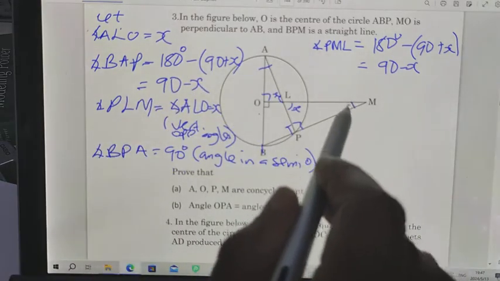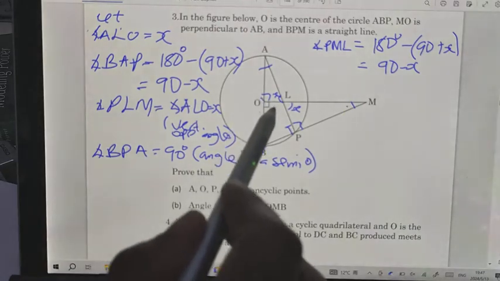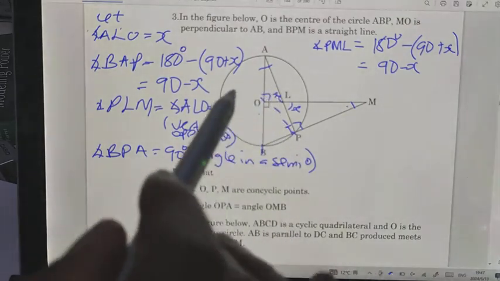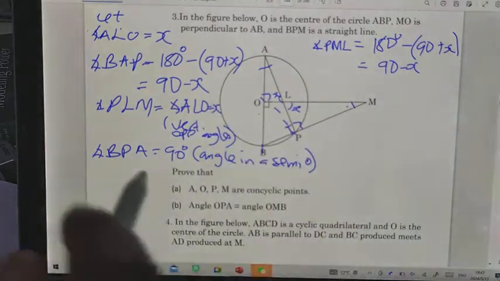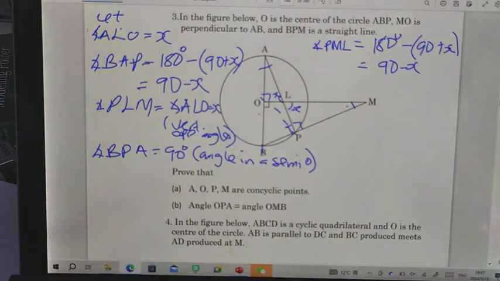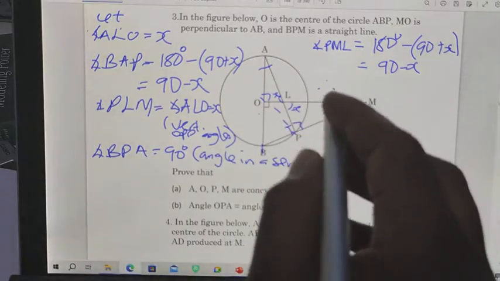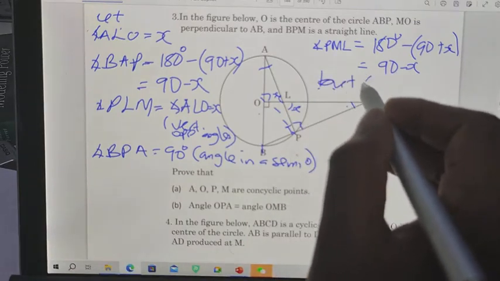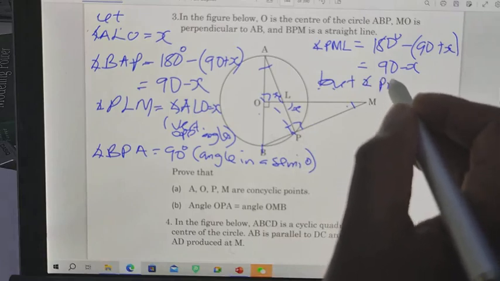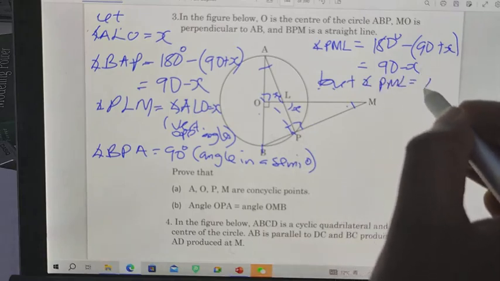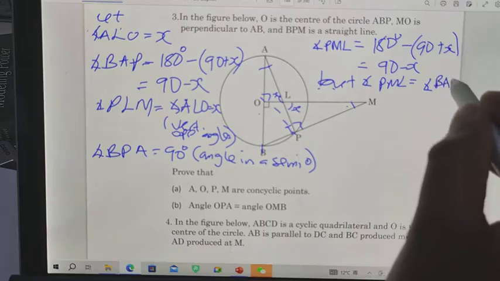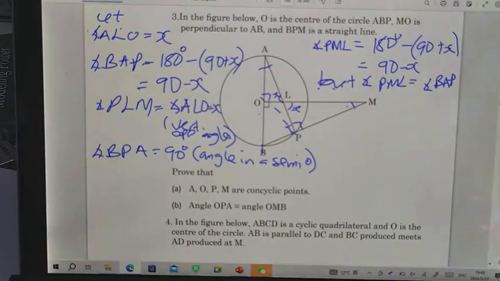In other words, that angle and that angle are the same. So you will see that they are being subtended by the same arc, or they are in the same segment, if you consider that theorem of circle geometry. So therefore we can say angle PML is equal to angle BAP, as shown. That's the reason, as shown.